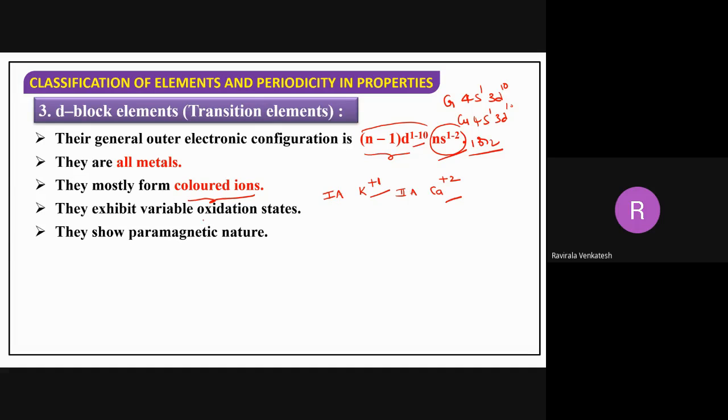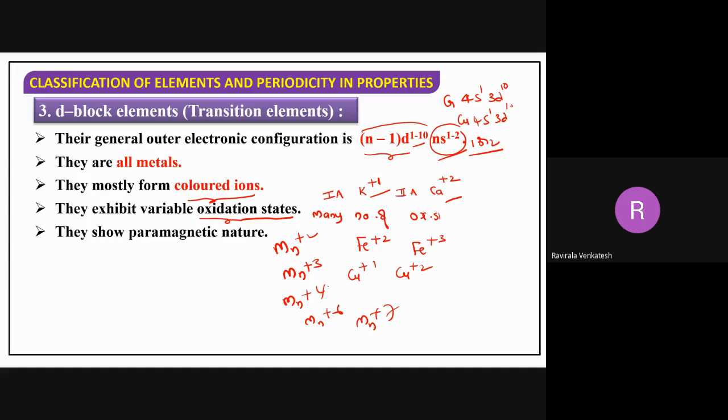But if you observe d-block elements, they show many oxidation states. For example, take iron. Iron shows +2, iron shows +3. Copper shows +1, copper shows +2. Manganese shows +2, +3, +4, +6, +7. See, you are going to get many different oxidation states. So a single element getting many oxidation states is called variable oxidation state. Now the d-block elements show variable oxidation state.